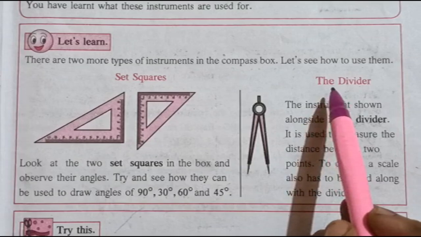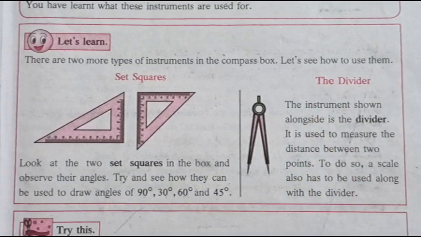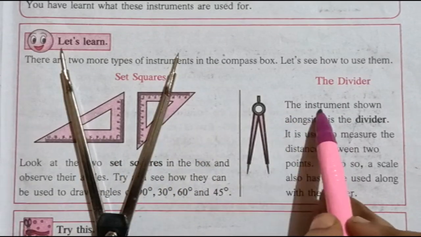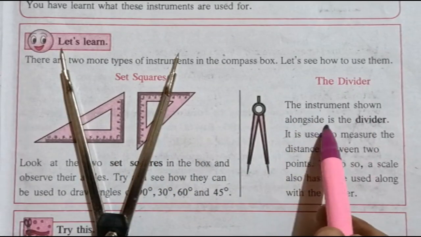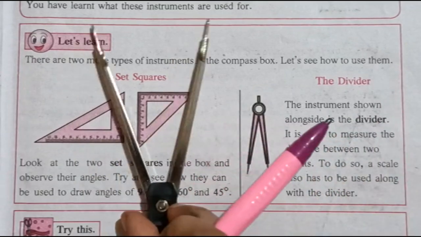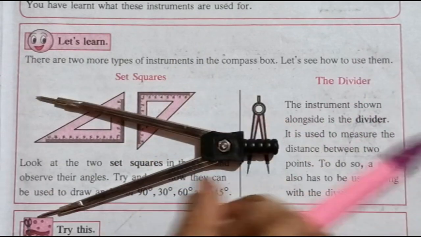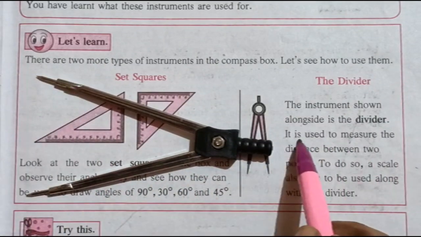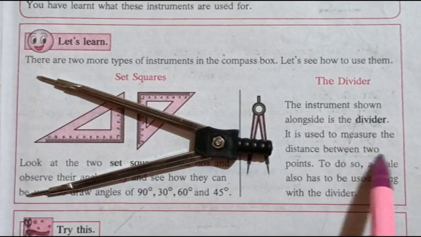The next thing is what? The divider. The instrument shown alongside is the divider. Now this is what? A divider. This is a divider with the 2 points. It is used to measure the distance between 2 points.